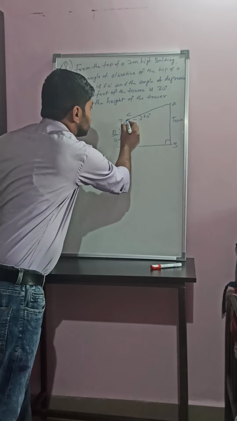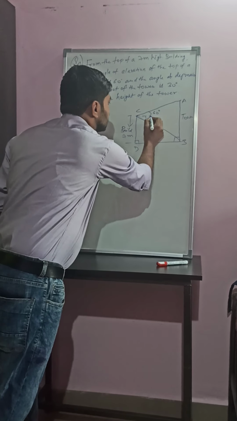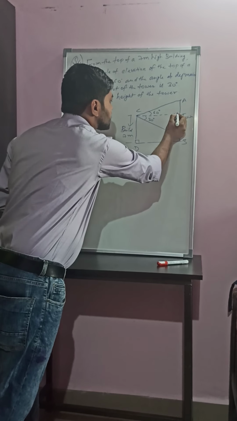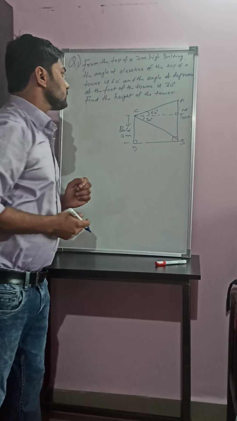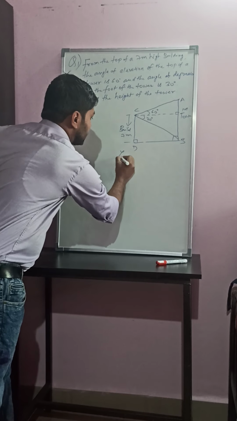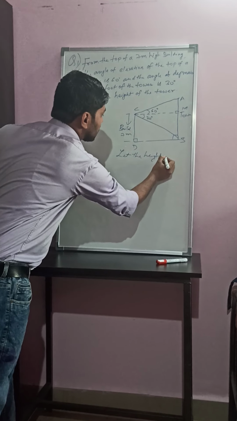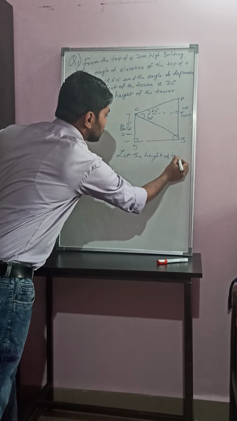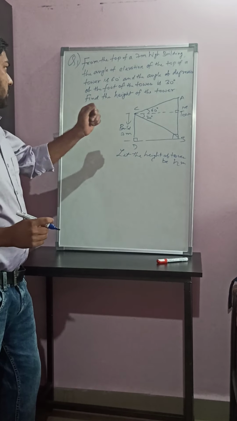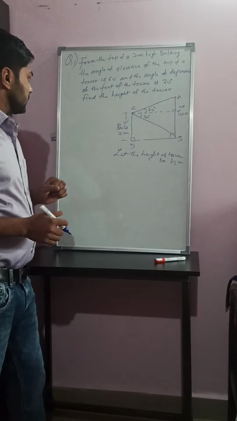Now we need to find the height of the tower. Suppose the horizontal line is going to meet AB at point M. Let the height of the tower be h meters. We have assumed the height of the tower is h meters. So this is our height of the tower, and this is the base.